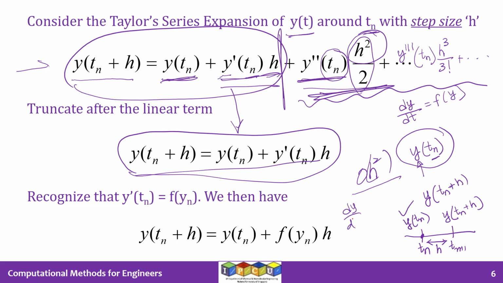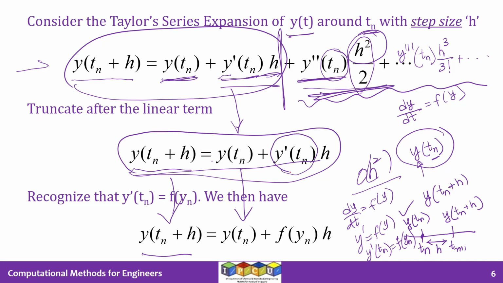Now please note that dy by dt is equal to f of y. That's our original ordinary differential equation. dy by dt in short form is y dash. So y dash is nothing but f of y. And y dash evaluated at tn would be the value of f evaluated at yn. It's the same. Therefore, I can write y at tn plus h as y at tn. So these terms are retained. And y dash at tn, we can replace by f of yn.